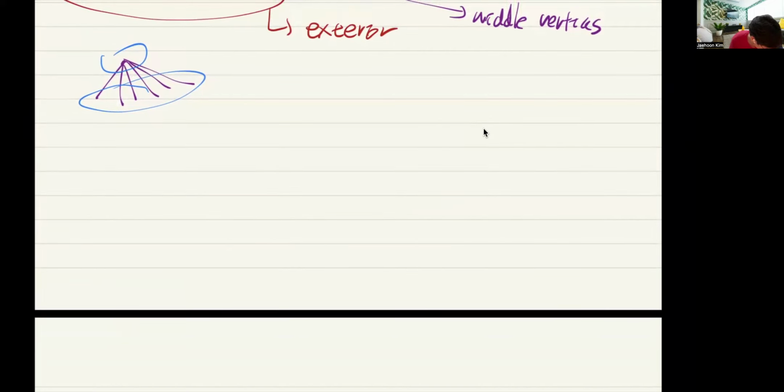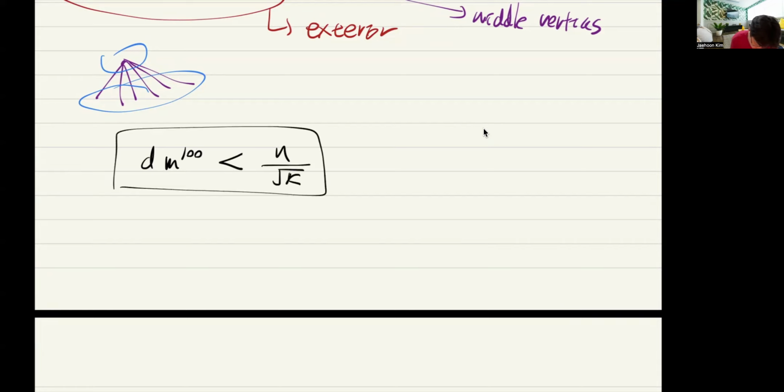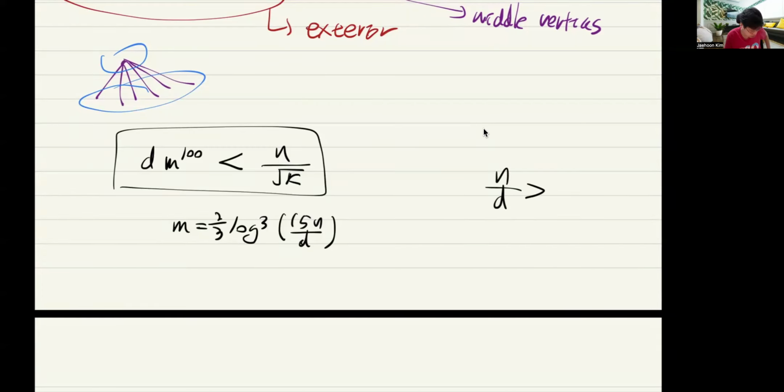One thing is that from our choice, this is always very smaller than, say, n over a large constant. Why? M is what? Log cube 15n over d, 2 over epsilon, right? So we don't know how these two relate, but we know that this is bigger than k.